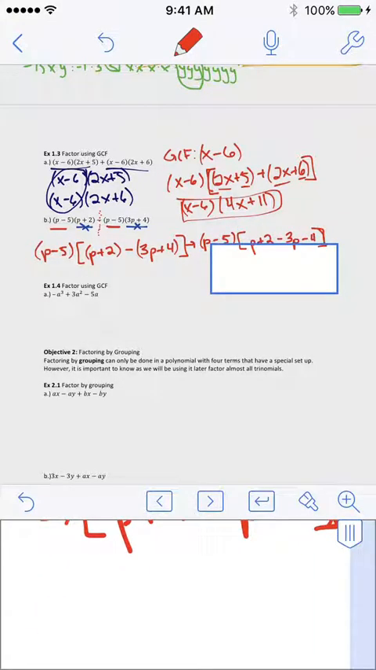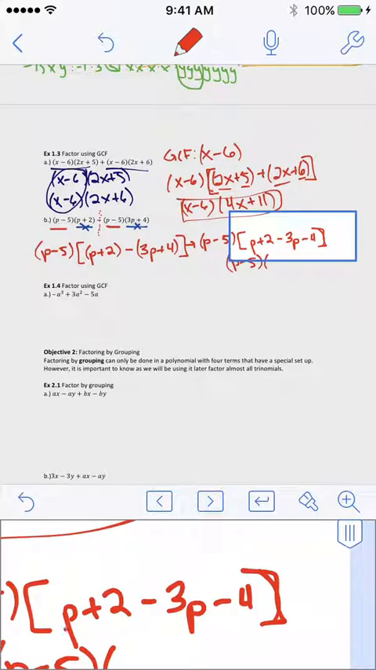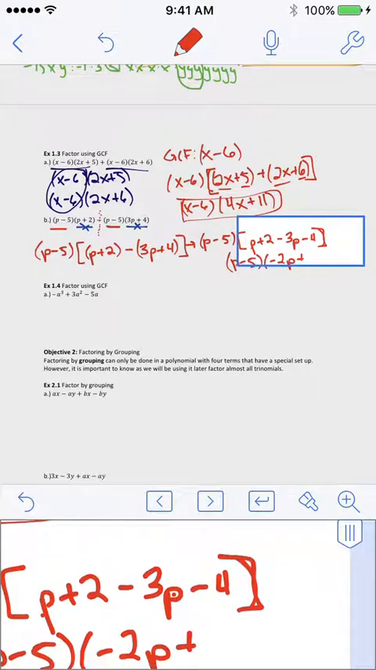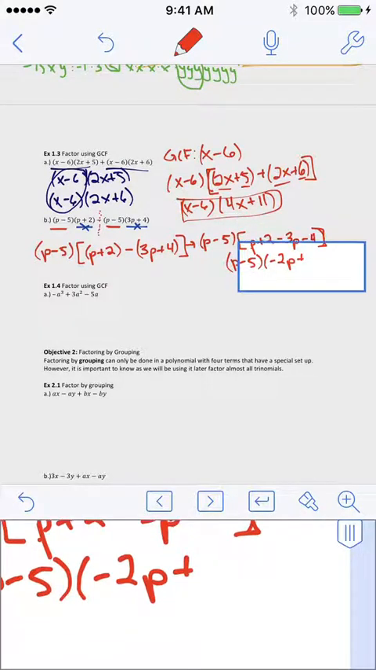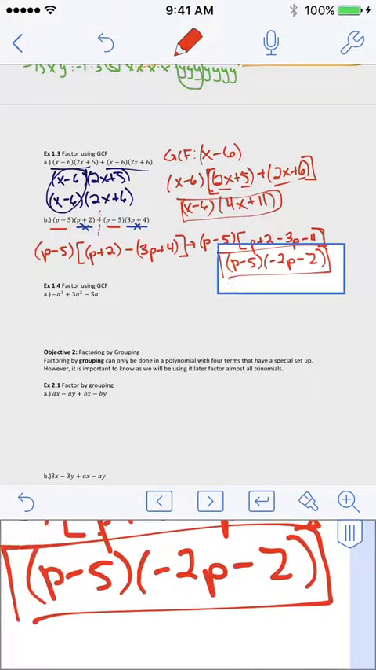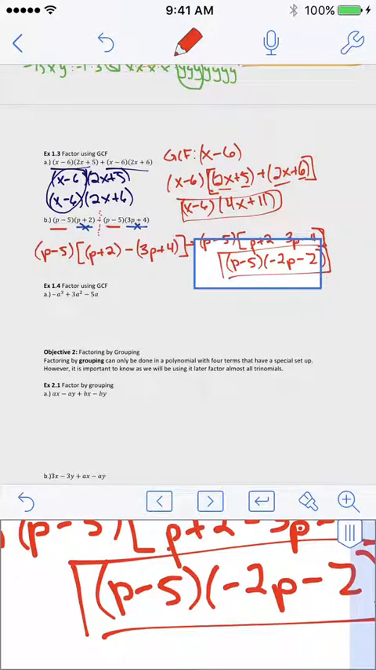And we end up with p minus 5 times, let's see, p minus 3p is going to give me a negative 2p, plus 2 minus 4 is going to give me a negative 2. And there is my final factored form. Okay? Alrighty, so that's essentially the idea of using GCF on parentheses.